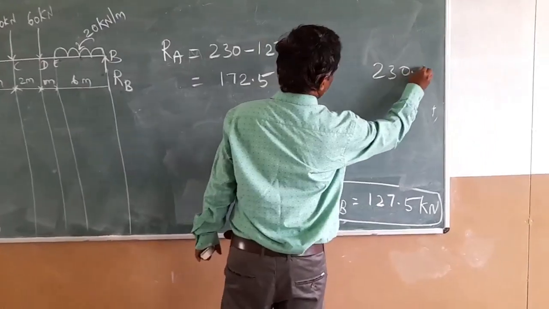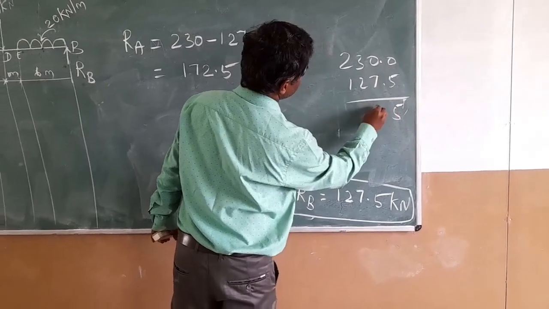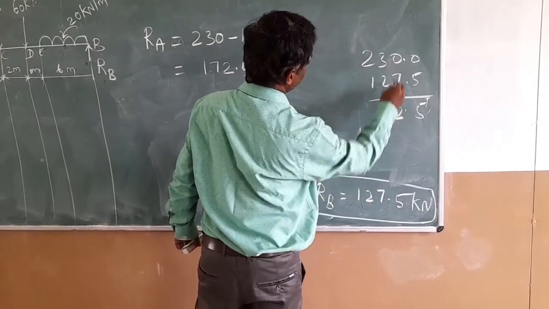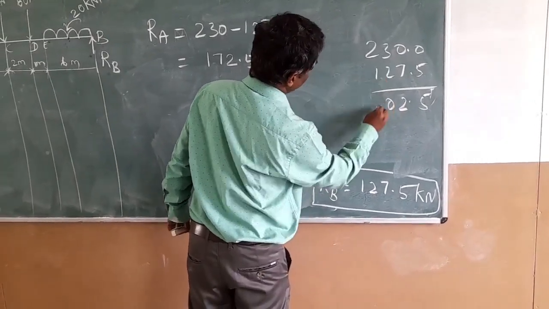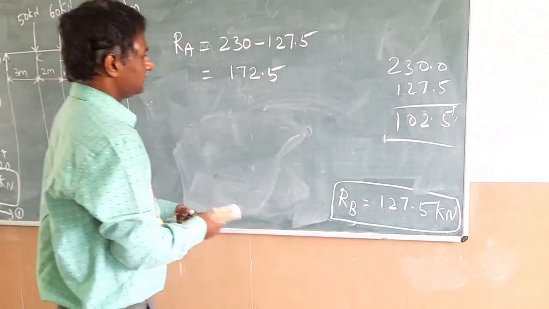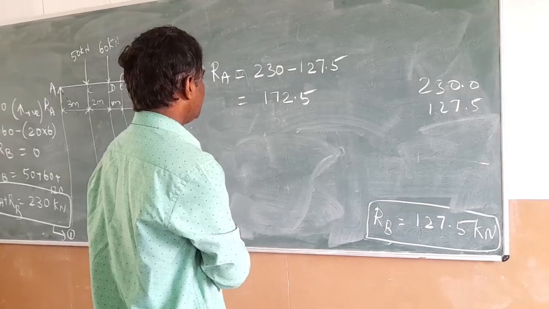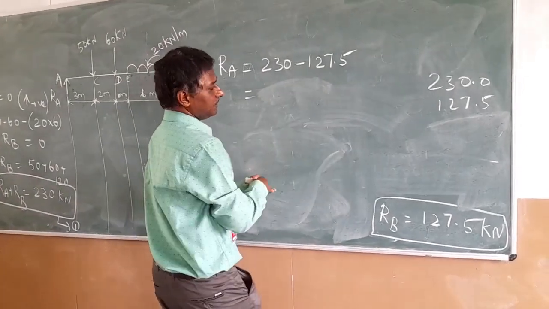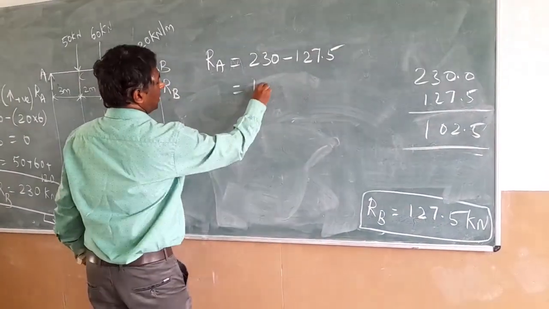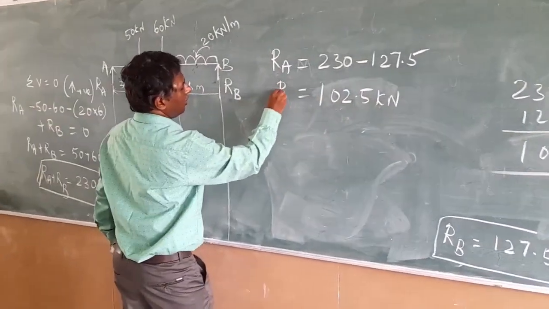230 minus 127.5, so it is 5, this is 6, 2, then it is 0, 1. So that value is equal to 102.5. Okay. That is 102.5 kilonewton. RA is equal to 102.5 kilonewton. That is the value of RA.